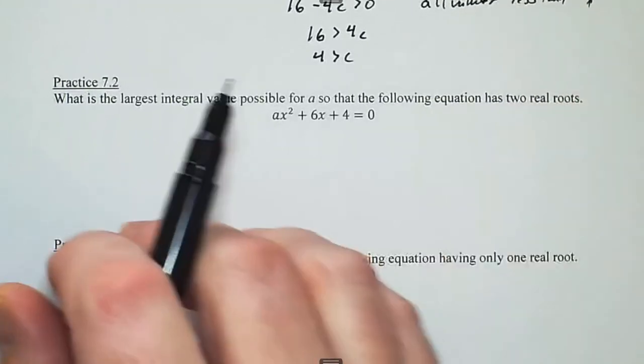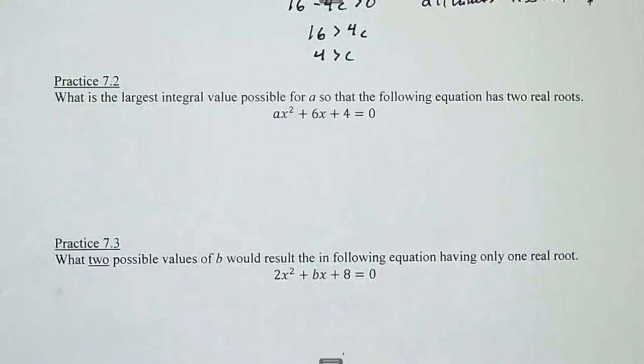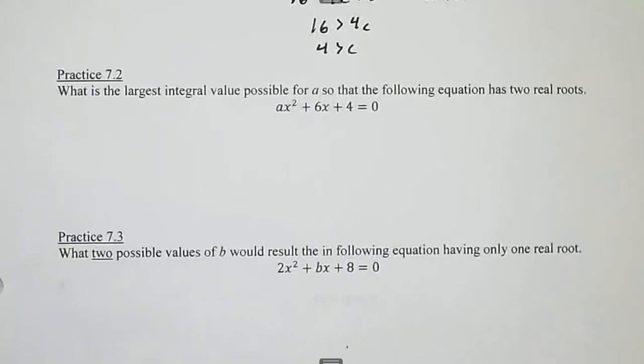All right, so for this practice problem, I want you to find the largest integral value possible for a, which means no fractional part, so that the equation has 2 real roots. So I want a to be as big an integer value as you can get where you still get 2 real roots. Don't guess and check. Use the discriminant.